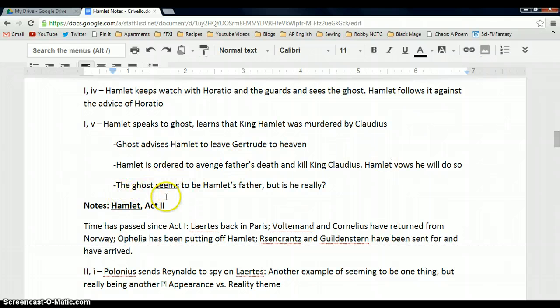The ghost seems to be Hamlet's father, but Horatio has concerns that this ghost might actually be some kind of demon sent by hell to trick Hamlet. And so we have to wait and see throughout the action of the play, is this ghost the real deal? What's going on here? All right, so I'm going to stop it here before I go on to Act 2.